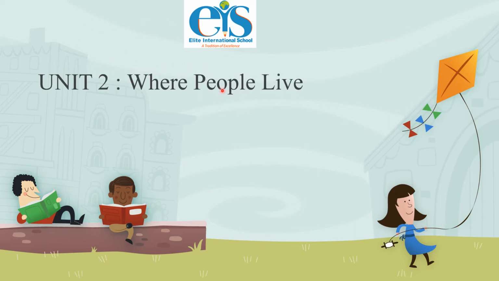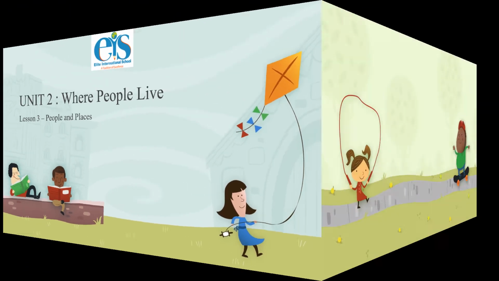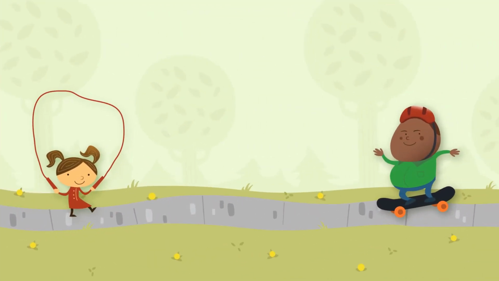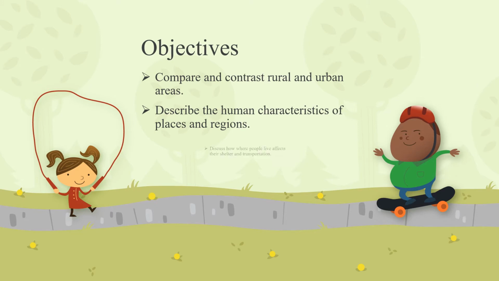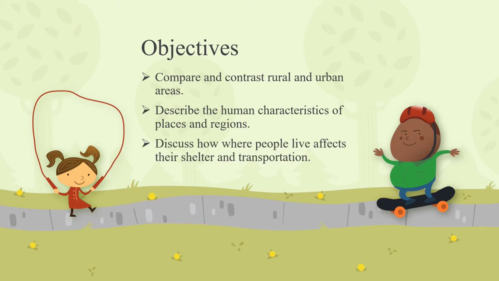Today we will continue with Unit 2 Where People Live. Lesson 3 People and Places. Objectives of this lesson are: compare and contrast rural and urban areas, describe the human characteristics of places and regions, discuss how where people live affects their shelter and transportation.